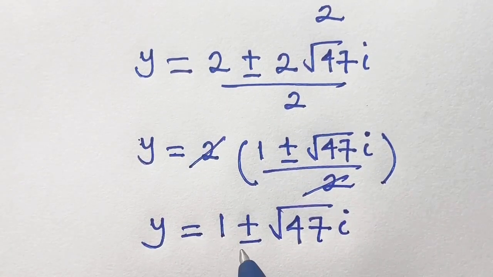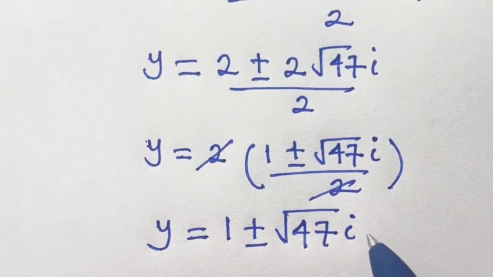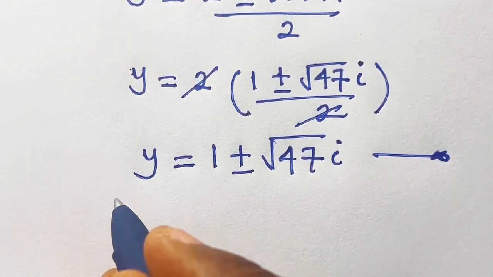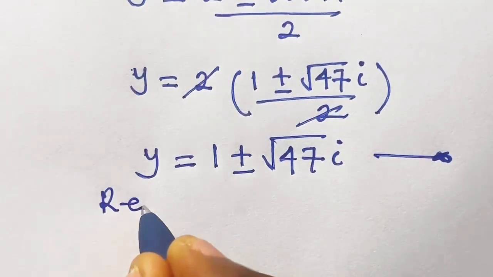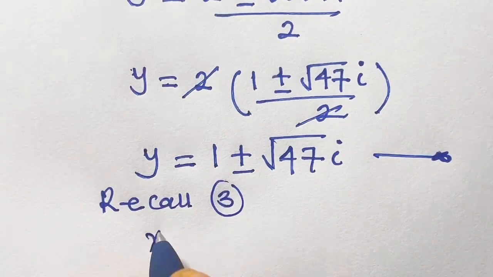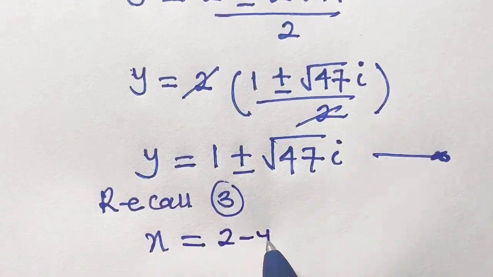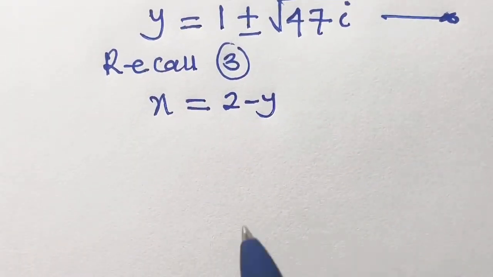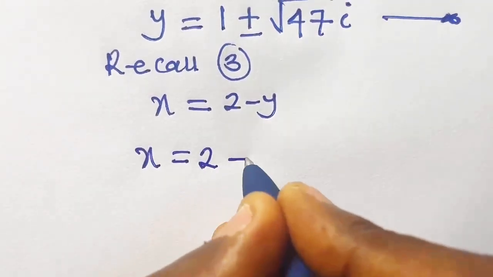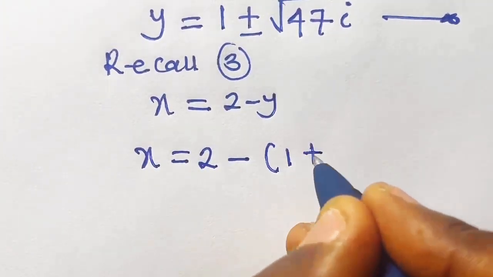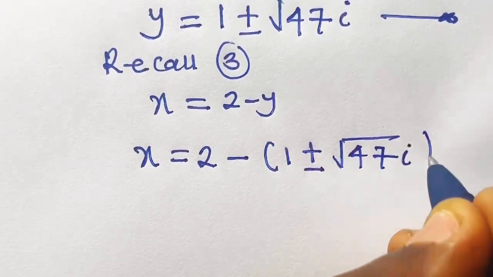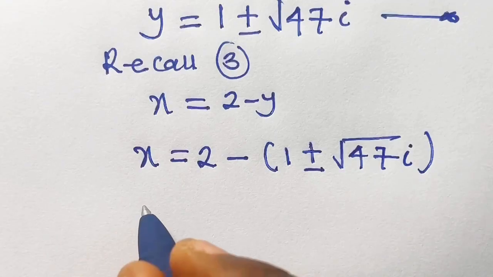Alright. But these are y, right? To obtain our x, we should recall equation 3. We say x equals 2 minus y. Right? So let's substitute this y into this. So we'll have x equals 2 minus 1 plus or minus square root of 47i. Guys, we are going to do something interesting here.